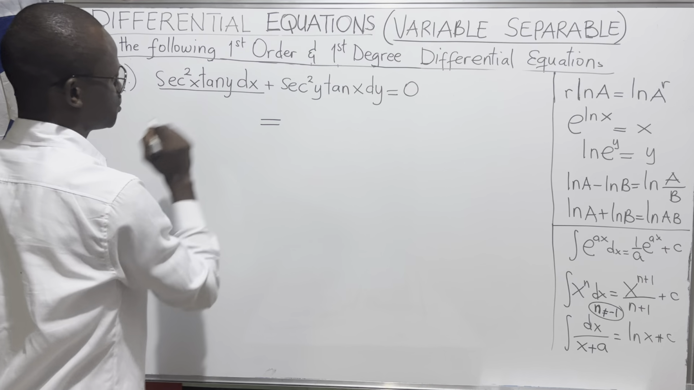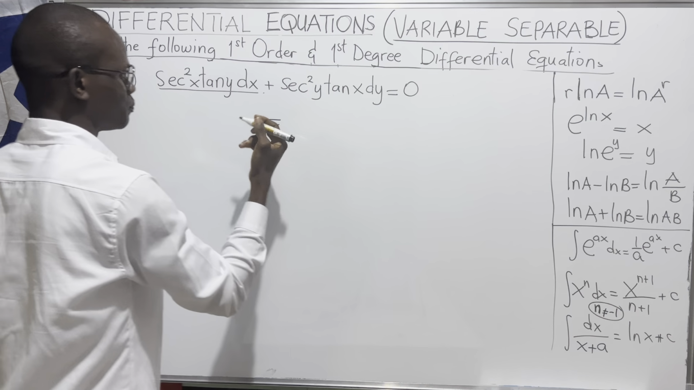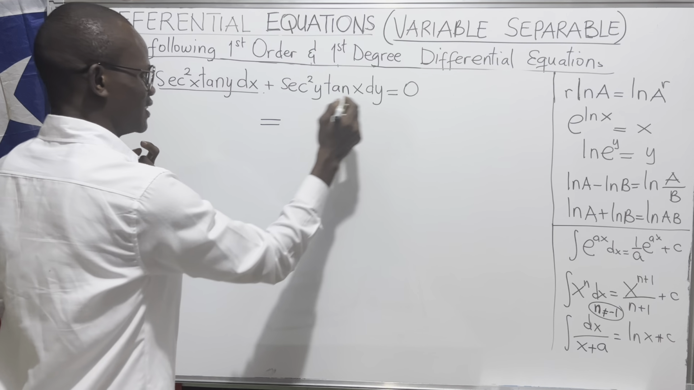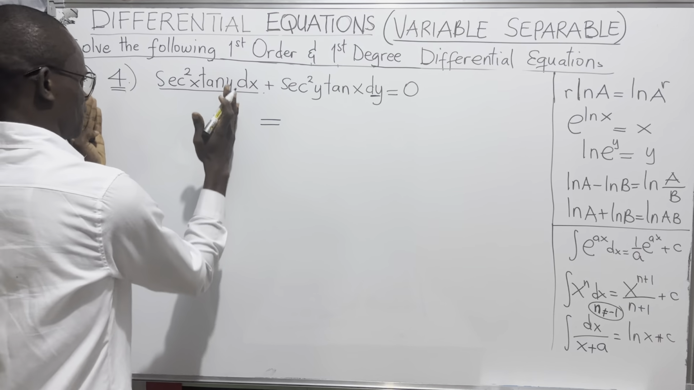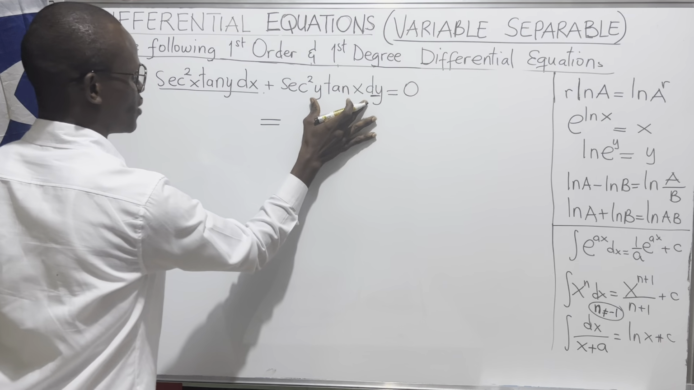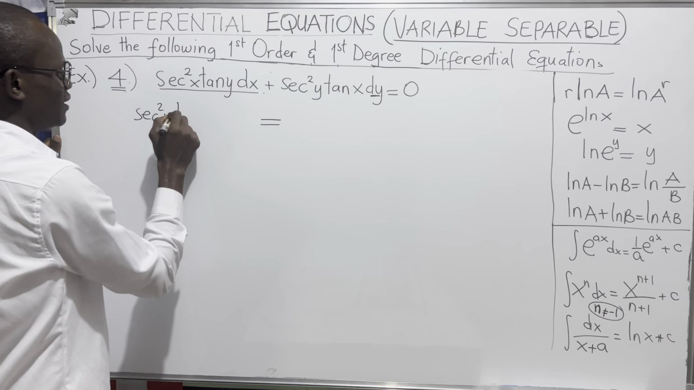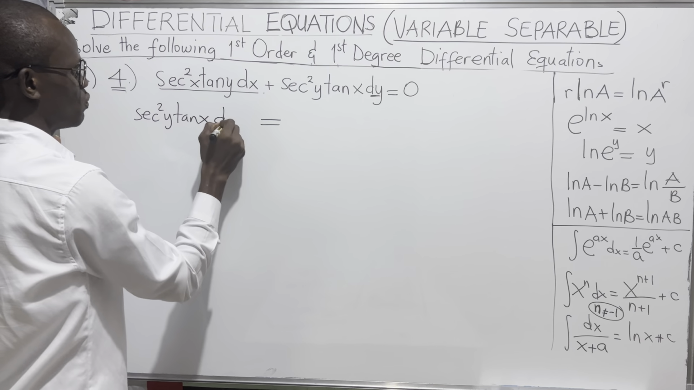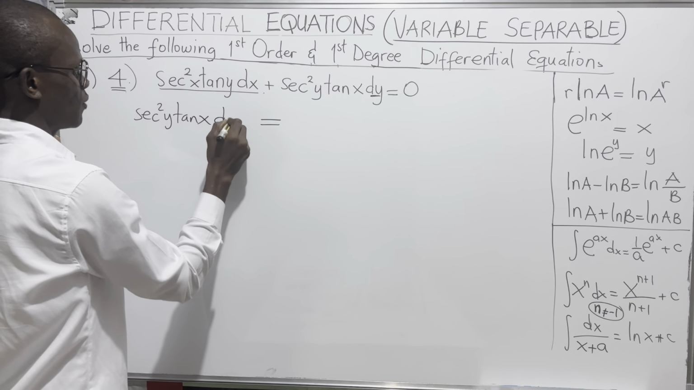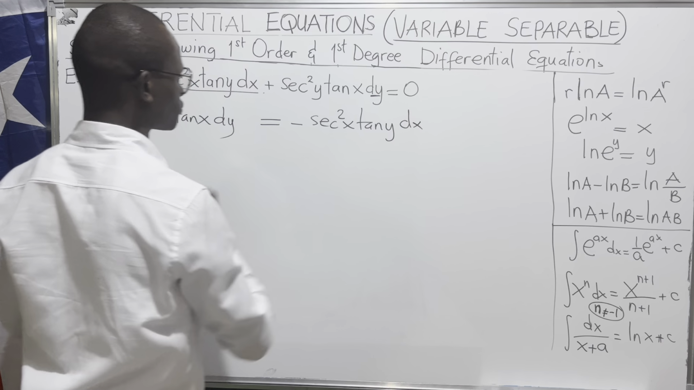And we have this first term. So we rewrite this first term right here, right? Since we want to make this dy the term on the left hand side, we can write the dy first. So we have secant square y tangent of x dy equals, then we send this one across and it becomes minus secant square x tangent of y dx.